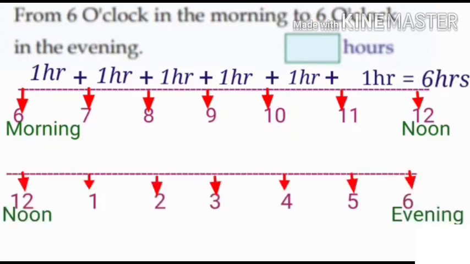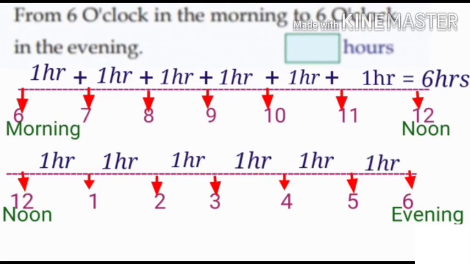From 12 noon to 1 o'clock, 1 hour. 1 o'clock to 2 o'clock, 1 hour. 2 o'clock to 3 o'clock, 1 hour. 3 o'clock to 4 o'clock, 1 hour. 4 o'clock to 5 o'clock, 1 hour. And 5 o'clock to 6 in the evening, 1 hour. Total 1 hour plus 1 hour plus 1 hour plus 1 hour plus 1 hour plus 1 hour is equal to 6 hours. So children, from 6 o'clock morning to 12 noon, 6 hours.